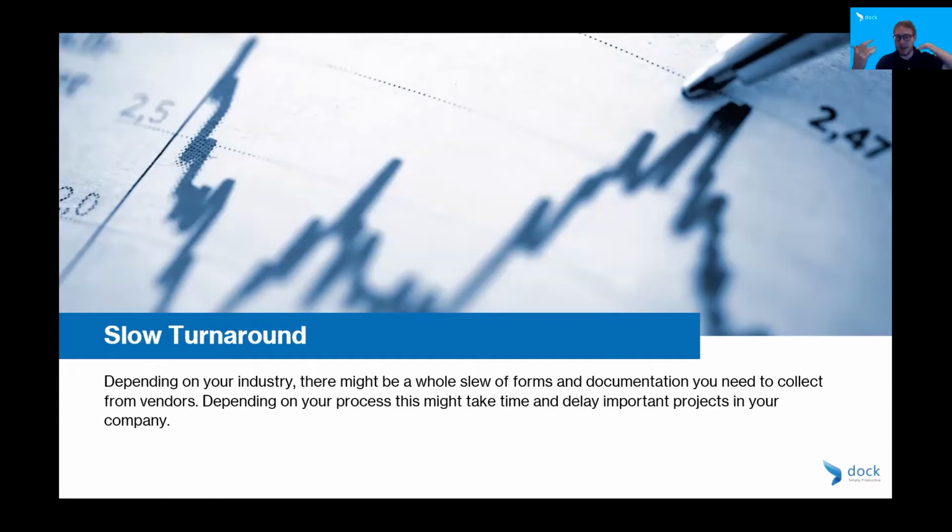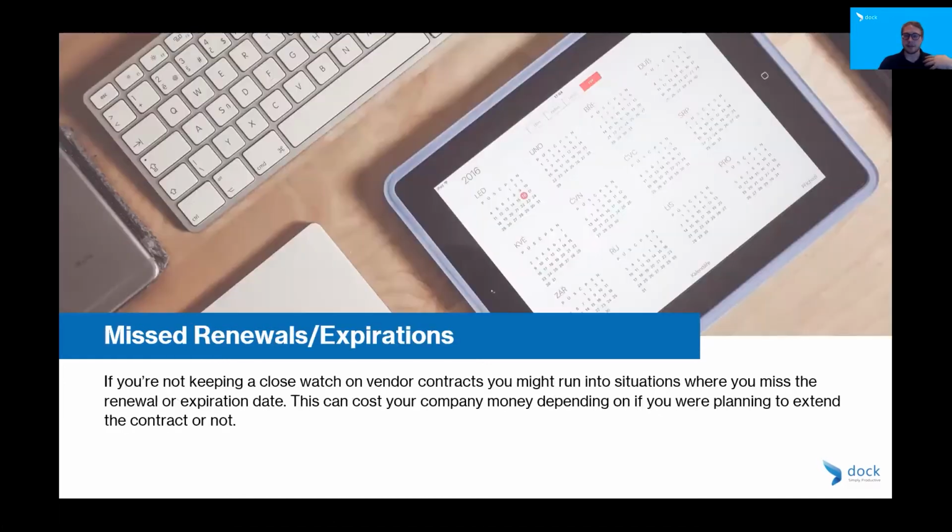Because that can cause major issues, or maybe not major issues, but it's definitely a setback that you really don't need to be facing. And then finally, the last major issue that we're taking a look at is missed renewals and expirations. So this might seem like a very granular point, but it's essentially a micro look at a macro problem, which is a failure to track the actual vendor contracts.